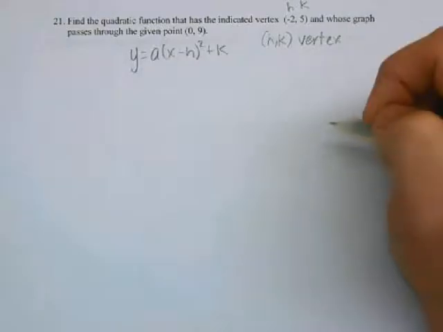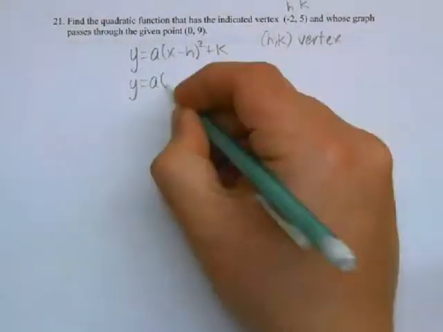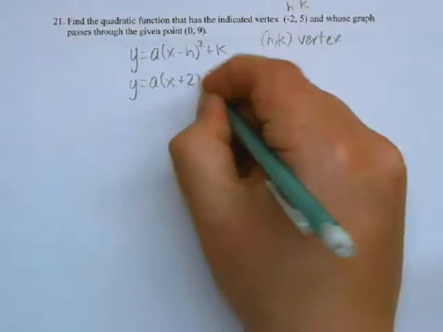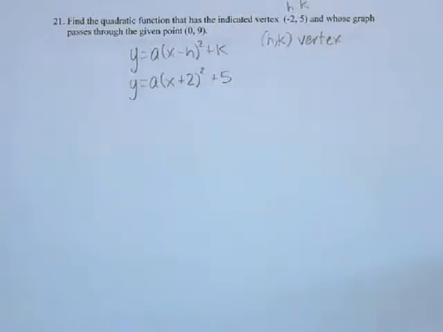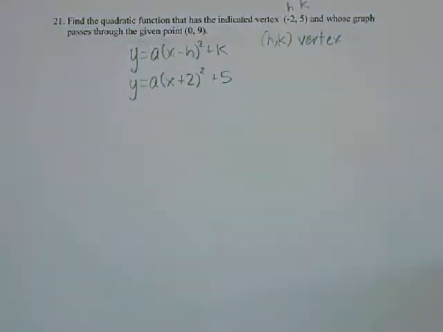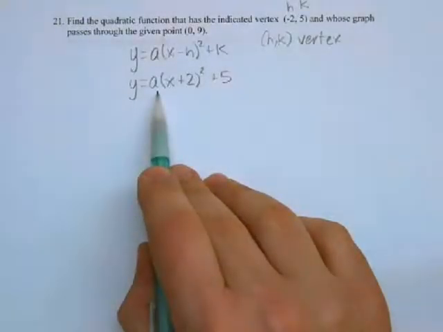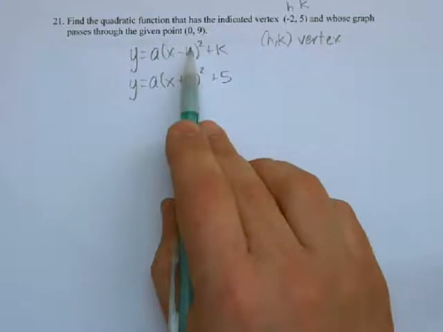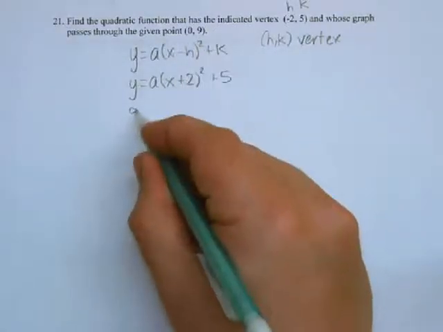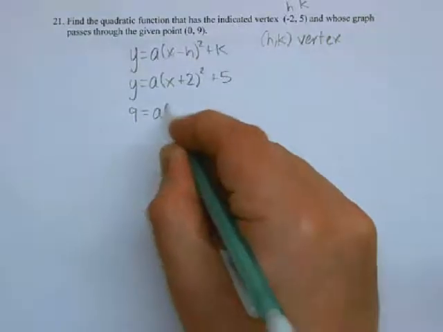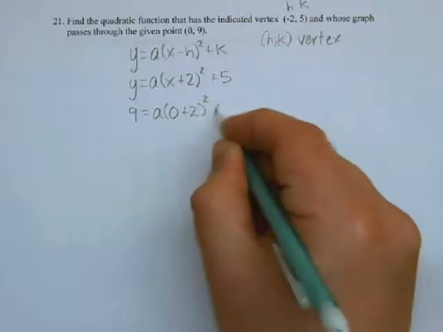I'm going to go ahead and plug those values into my equation. So I get a times the quantity x plus 2 squared plus 5. So the only thing that's not in our equation that we need is a. So we can plug in the point and solve for a. So we see that y is 9, so 9 equals a times 0 plus 2 squared plus 5.